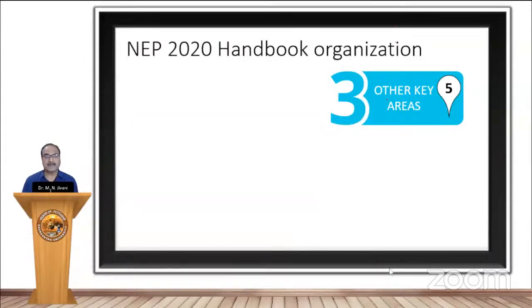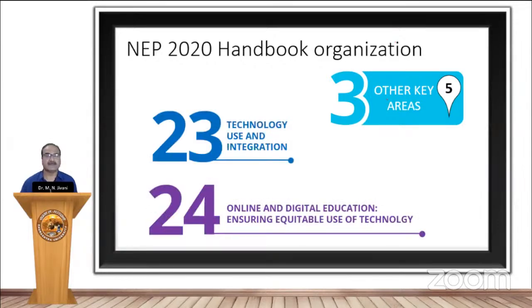So in section number 3 of NEP 2020, especially two chapters are dedicated to technology, chapter number 23 and chapter number 24. Chapter number 23 is talking about technology use and integration, whereas chapter number 24 is discussing online and digital education, ensuring equitable use of technology. So these are the two main chapters. They are discussing how one can use the technology and how one can integrate the technology.